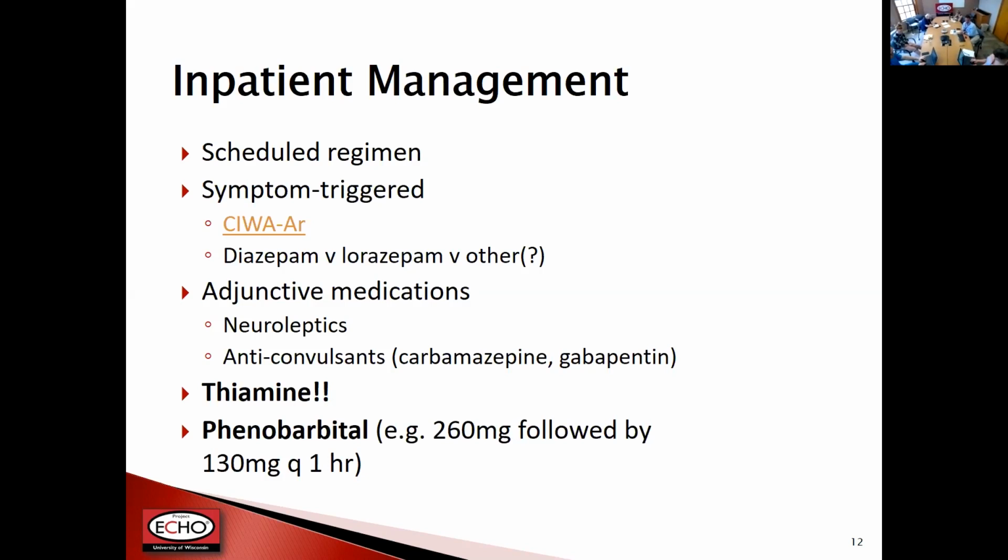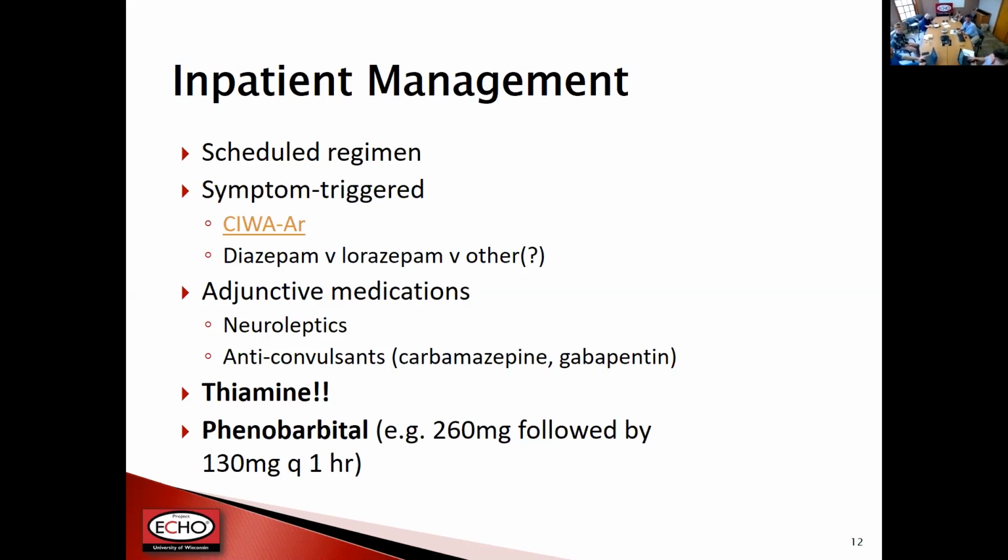Phenobarbital is starting to get renewed interest as well, and that was an agent being used for alcohol withdrawal decades ago, and then the evidence developed around symptom-triggered regimens with benzodiazepines. But there are getting to be more studies around the use of phenobarbital and thought about what its role might be. It certainly can be considered as monotherapy, particularly if someone has responded to that better than benzodiazepines in the past.